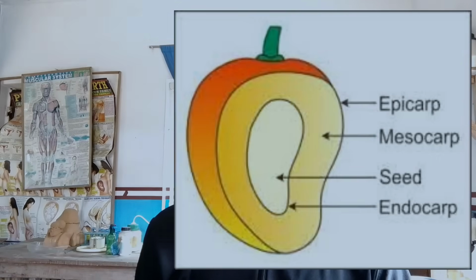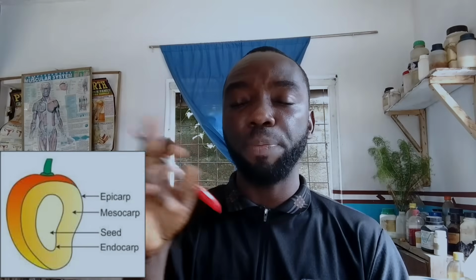Now, let's go over to specimen E. The specimen E here is a mango. So go and learn how to draw a transverse section of a mango. Sorry, not transverse. Learn how to draw a longitudinal section of a mango fruit, and know how to label it accurately. Here we have the seed, the placenta, the epicarp, the mesocarp, and the endocarp. So learn how to draw those things. They are very, very important.